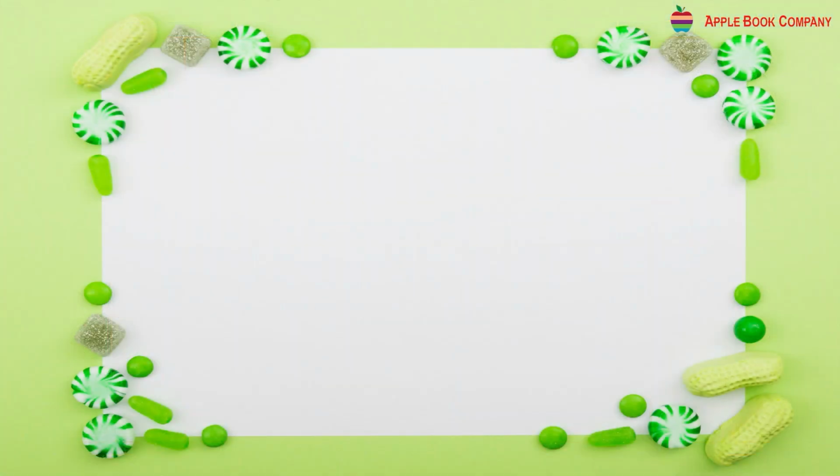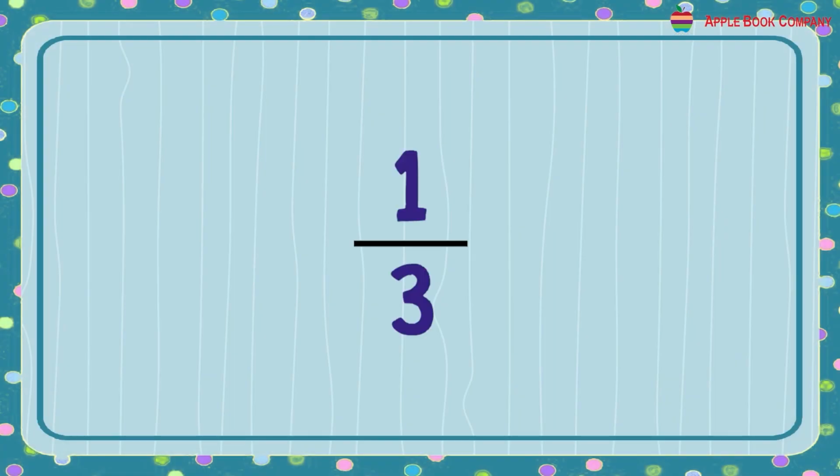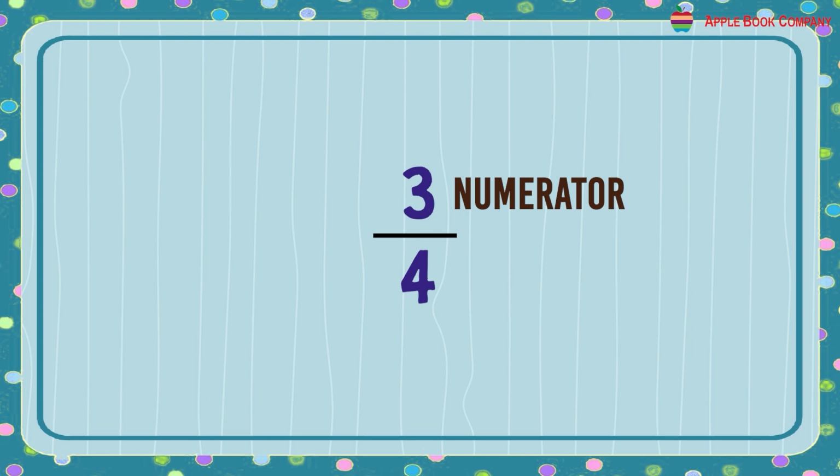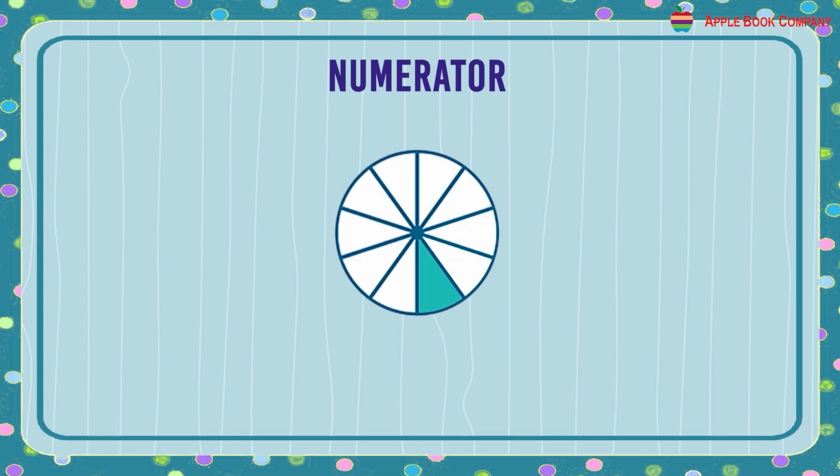Let's understand numerator and denominator. A fraction is made up of two numbers. The top number is called the numerator and the bottom number is called the denominator. In the fraction 3/4, 3 is the numerator and 4 is the denominator. Now what's this denominator? This number shows how many equal parts or pieces a whole has been divided into. Let's see what a numerator is. This number shows how many of these pieces or parts are being considered.